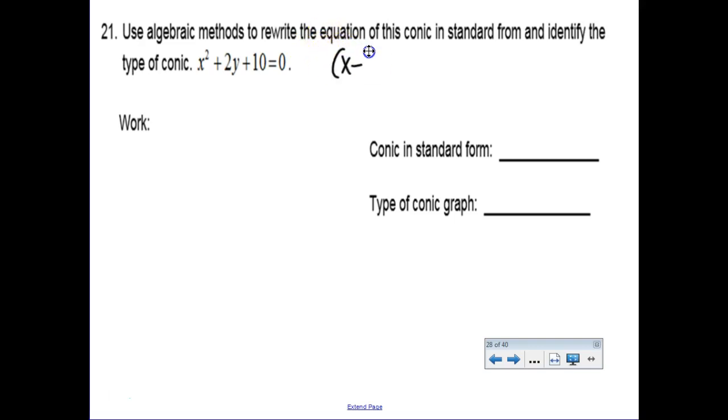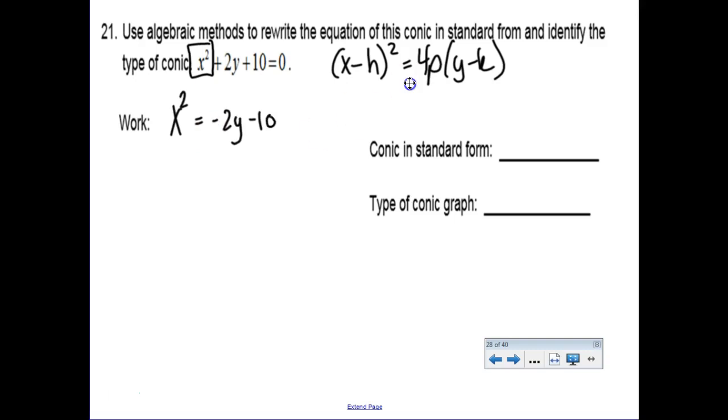This is the standard conic form, x minus h squared equals 4p times y minus k. So basically, the x squared business has to be by itself. So there is no other x term, so we're not going to have to do any completing the square, but everything else needs to move. So x squared equals, this is now -2y minus 10, but this is not looking factored yet, so we're going to factor out the -2. And when you factor out a -2, now you have positive y and a plus 5. So that is general conic form, or standard form, excuse me, right there.